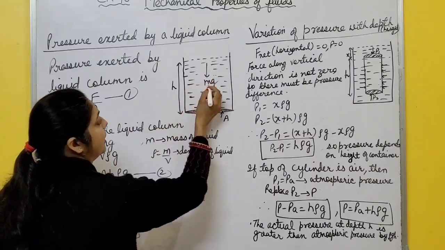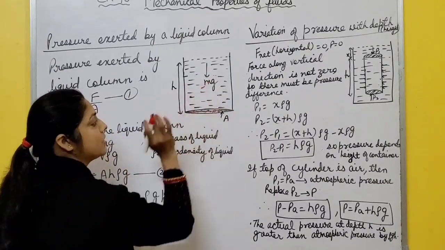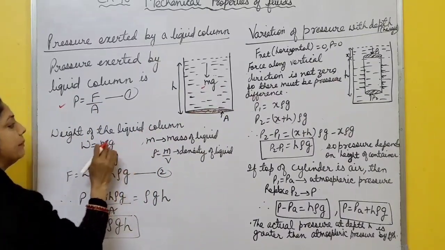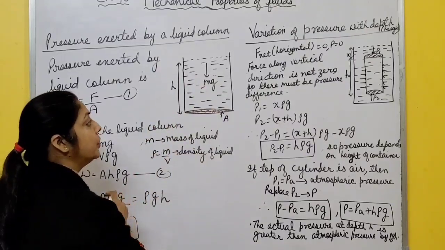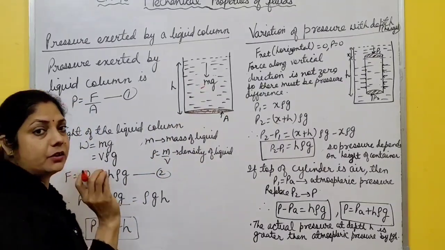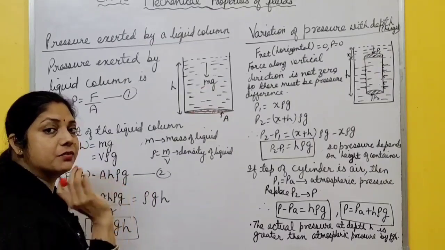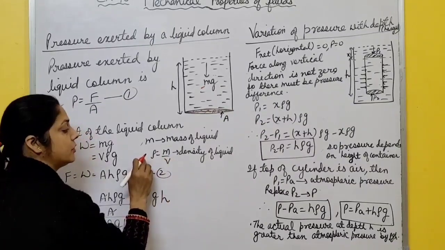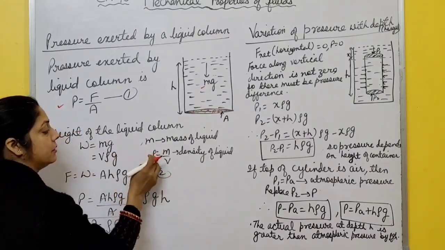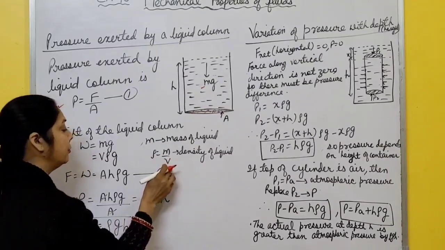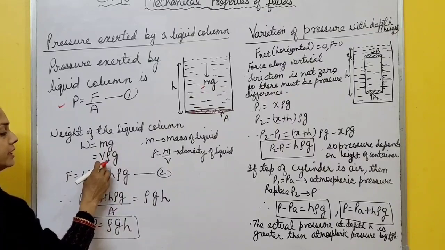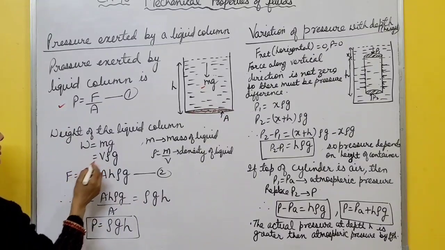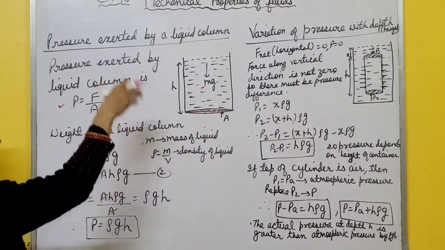Now the weight of the liquid is how much? This is mg, where m is the mass of the liquid and g is acceleration due to gravity. So the weight of the liquid column becomes m into g. But how do you find the mass of the liquid? You know the density of the liquid is constant because the liquid is an incompressible fluid; its volume is constant. Density is mass per unit volume. So mass becomes density into volume. You can write in place of mass, volume into density, so the force is V rho g, where rho is the density of the liquid. This is the force or weight of the liquid column.